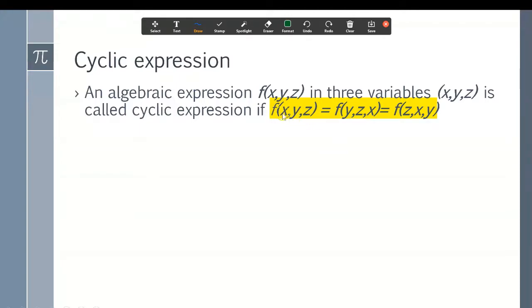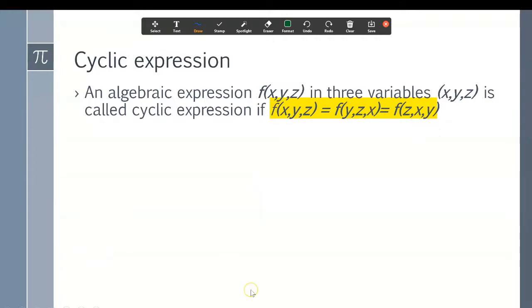Now, very important, you should note the sequence of x, y, and z. If it is x, y, z, then the next function should be y, z, x, and then z, x, y, which you can also read as x, y, and z. You cannot just randomly choose, okay? So the sequence has to be x, y, z. Here it is y, z, x, and then z, x, y.